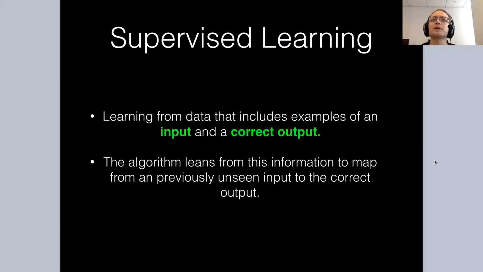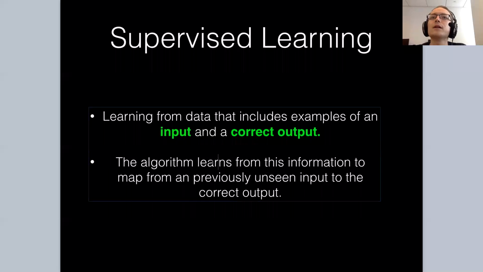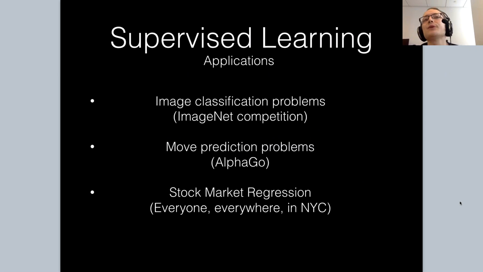So what are these? Well, in supervised learning, you're learning from data that includes an example of an input and a correct output. The algorithm learns from this information to map from a previously unseen input to a correct output. So concretely, what does that mean? We have image classification problems, for instance, such as in the ImageNet competition. I show a neural network a bunch of photos of dolphins and say this is a dolphin, a bunch of photos of ships and say this is a ship, a bunch of photos of mushrooms and say this is a mushroom, and it learns to classify images correctly from that.